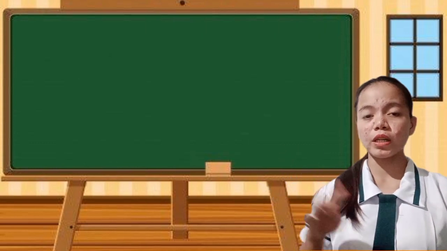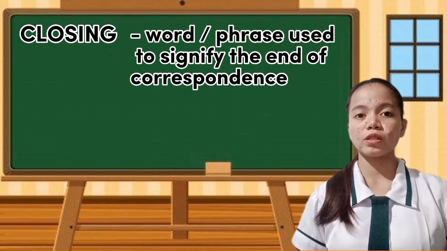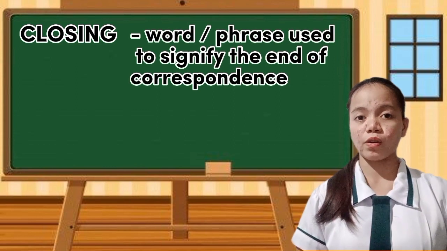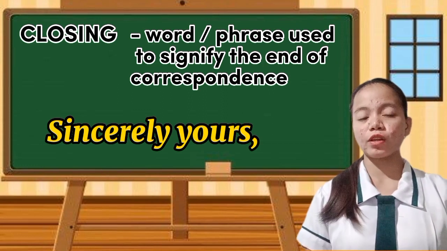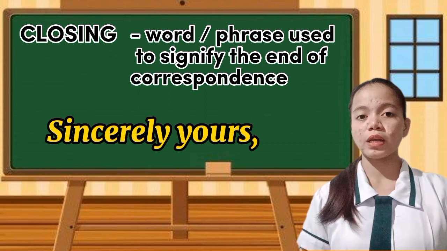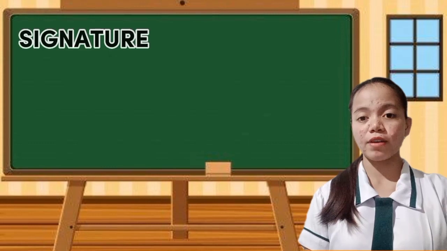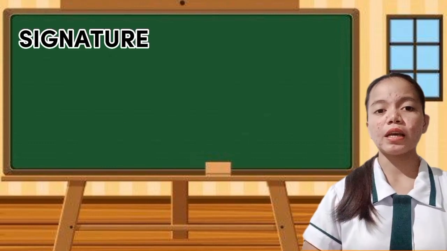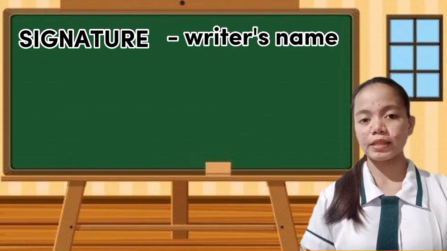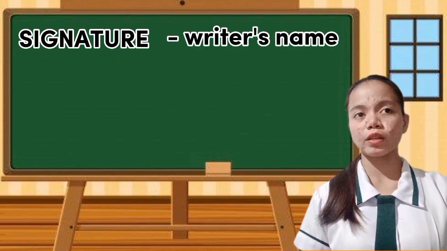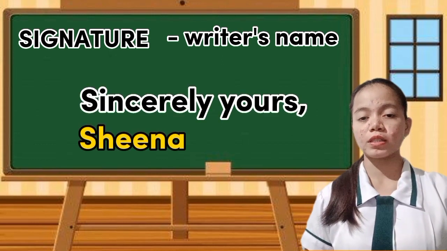For the fourth part, we have the closing. The closing is a word or a phrase which is used to signify the end of the correspondence. As you can see in our given example, it starts with a capital letter and ends with the punctuation used, which is comma. For the fifth part, we have the signature. As you can see, for the signature or the last part of the letter, it includes the writer's name. So if you are writing a letter, you will put your name at the bottom of the closing phrase or the closing word.